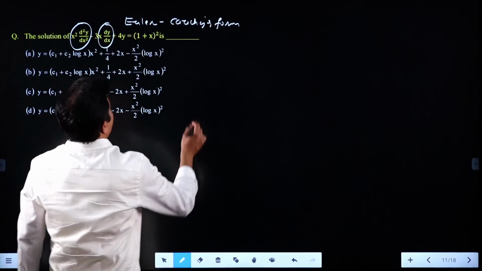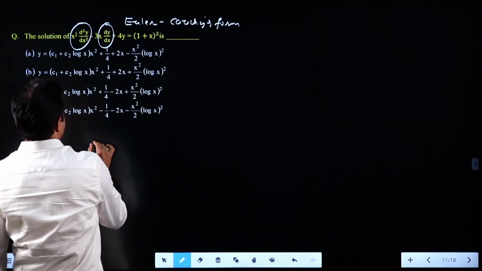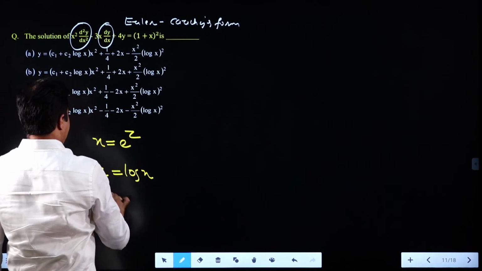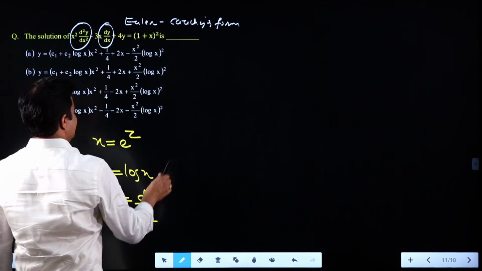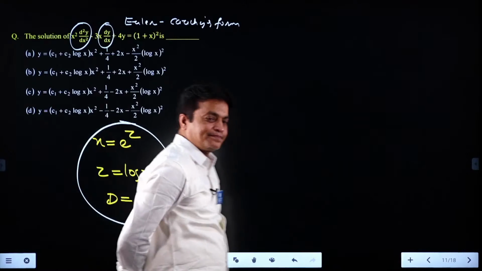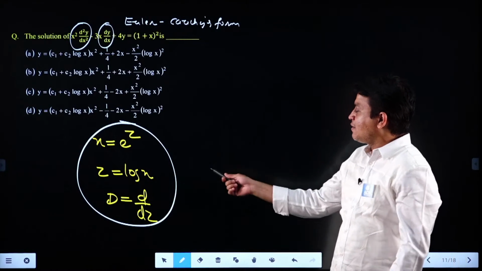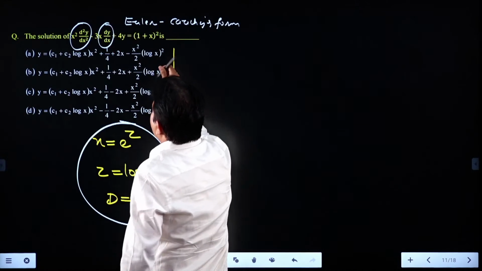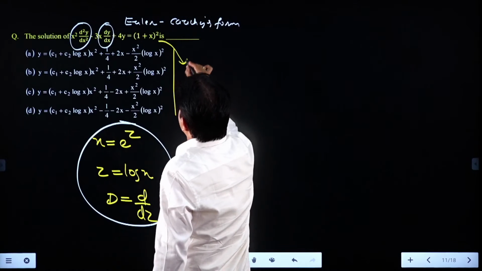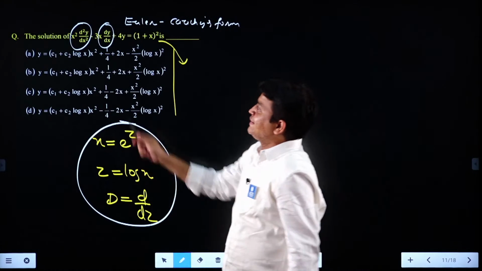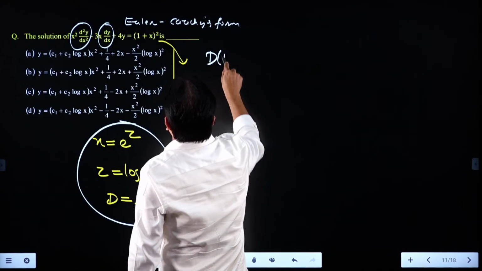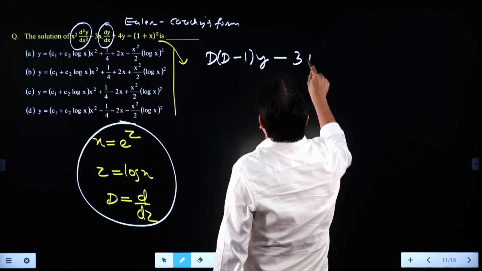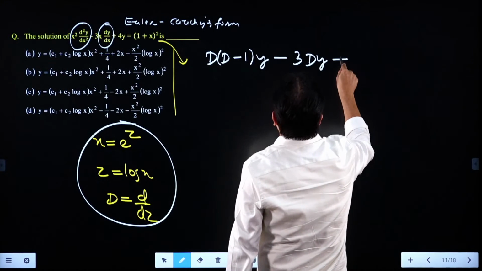So, this type of equations we can solve by taking x is e power z, z is log x, capital D is d by dz. These three you have to remember. X is e power z, z is log x, capital D is d by dz. Then this equation is going to be reduced. X square d square y by dx square becomes D into D minus 1 into y, minus 3 into x dy by dx is Dy, plus 4y.